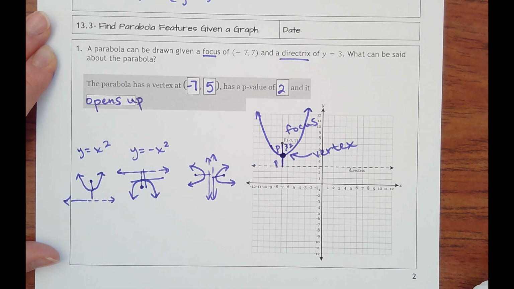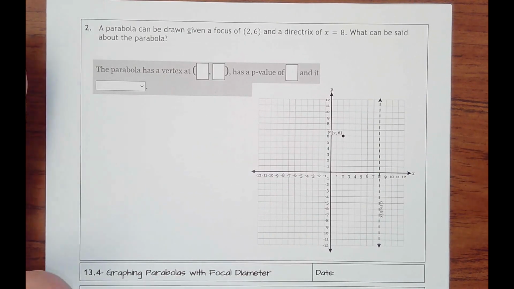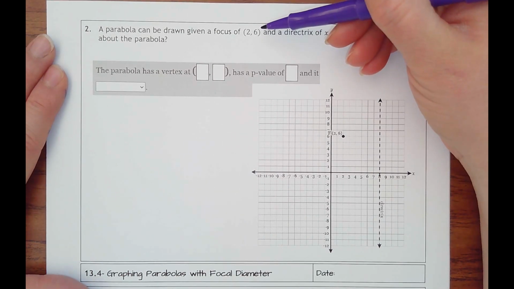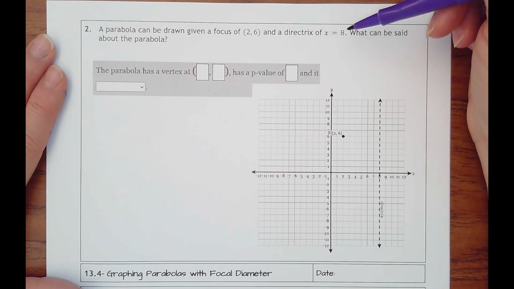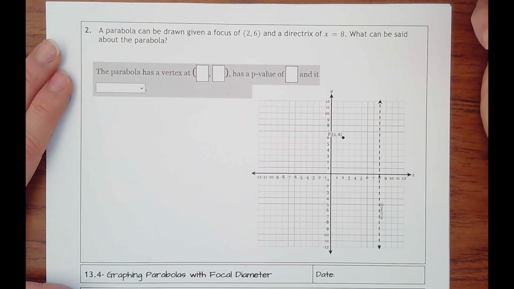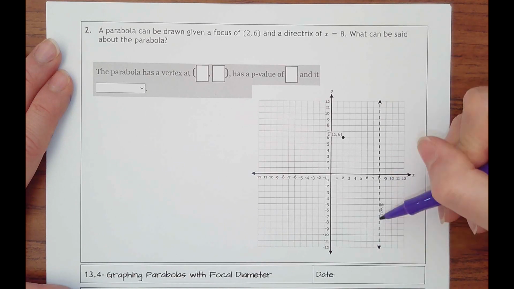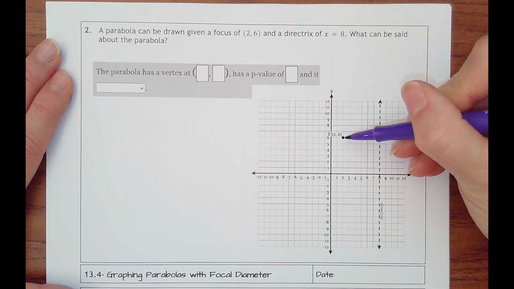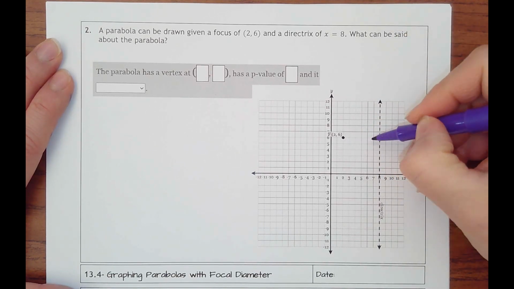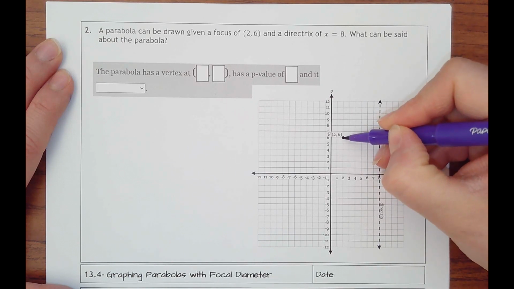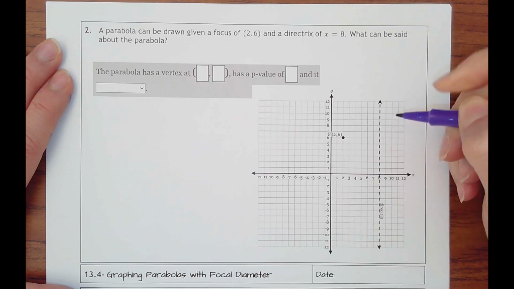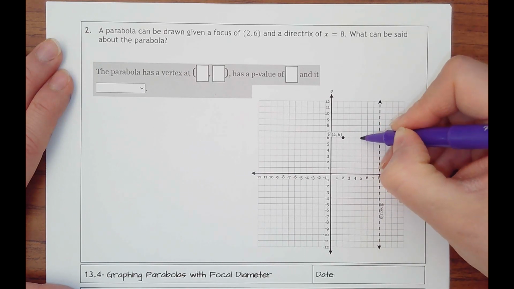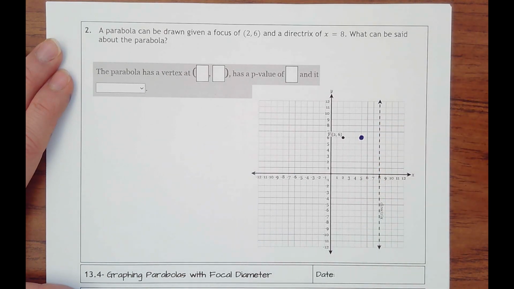Let's try one more of them. We've got a new parabola. It has a focus at 2, 6 and a directrix line of x equals 8. What can be said about the parabola? So now our directrix is running vertically. Here's our focus. And so we want to split this distance here. So let's see, there's 1, 2, 3, 4, 5, 6 boxes in between. 6 divided by 2 would be 3. So 1, 2, 3 boxes in. This is where our vertex would be.